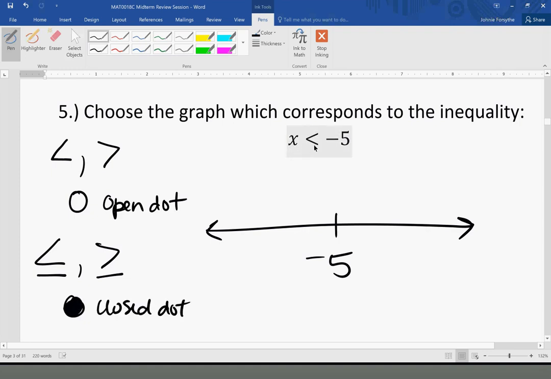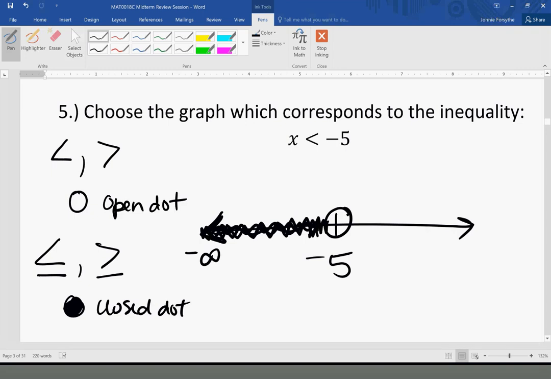So for this one, this is x is less than -5. We're going to go to -5 on the number line. We're going to use an open circle, open dot, and then all the values less than -5, to the left of -5, we're going to shade to the left all the way to the end of the number line, which represents going on to what's considered negative infinity.